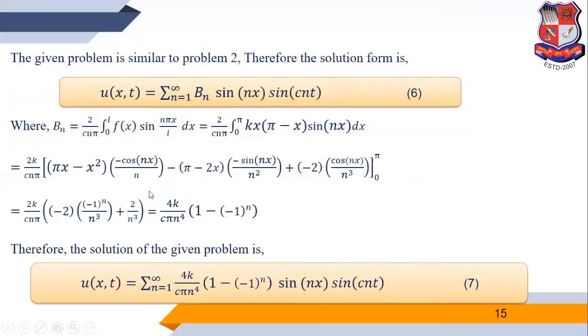So we get bn is 4k upon cπn⁴ times (1 − (−1)ⁿ). Therefore, the solution of the given problem is u(x,t) equal to, we put this value here, sum n is 1 to infinity of 4k upon cπn⁴ (1 − (−1)ⁿ) sin(nx) into sin(cnt). So this is the solution of the given example.